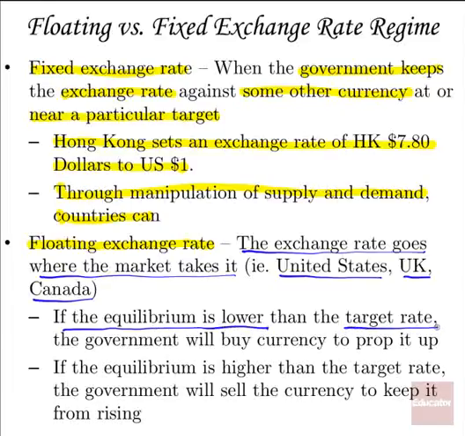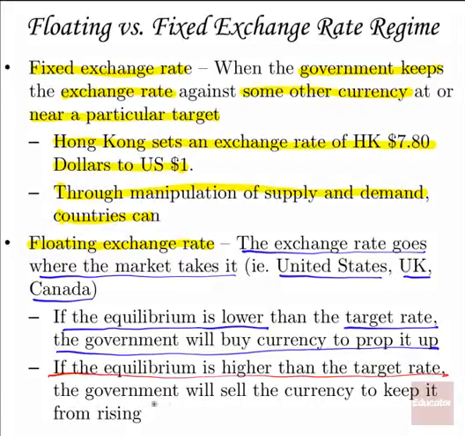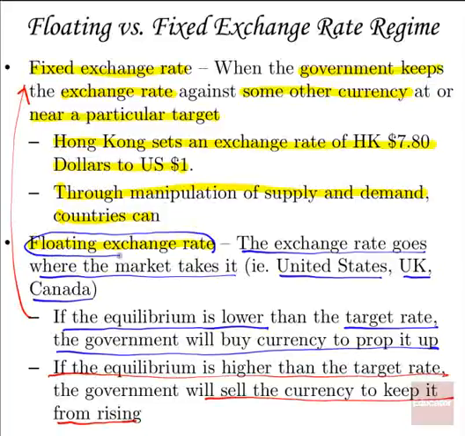lower than the target rate, like what's considered to be the prime example of a fixed exchange rate in China, the government will buy currency to prop it up. Conversely, if the equilibrium is higher than the target rate, the government will sell the currency to keep it from rising. So again, this is what happens in a fixed exchange rate regime, whereas in a floating exchange rate, again, the market forces just take it to wherever it goes.